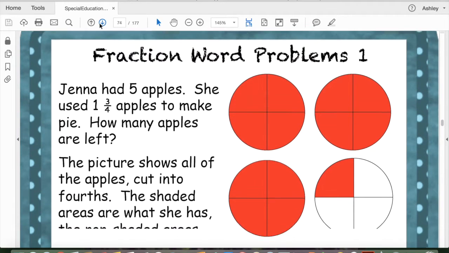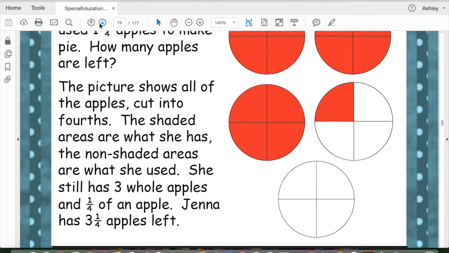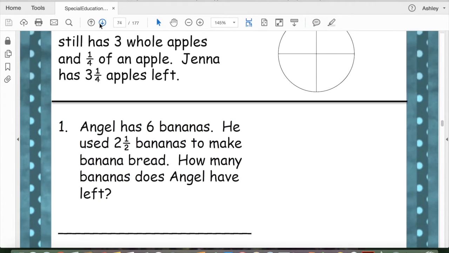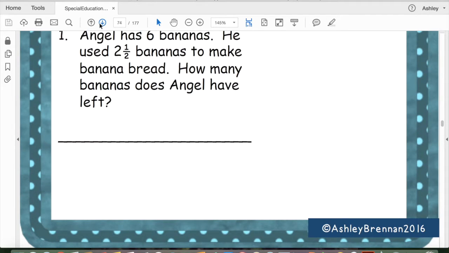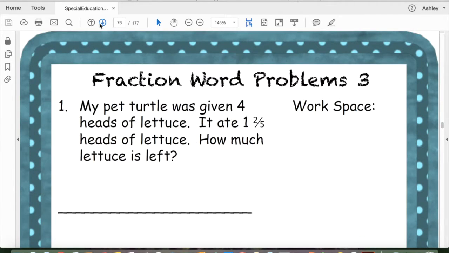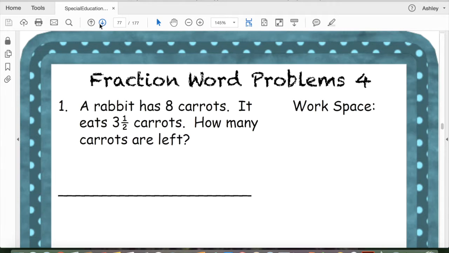Fraction word problems. It gives you a nice big example there, and then they have room to draw a picture. Again, lots of practice with workspace.